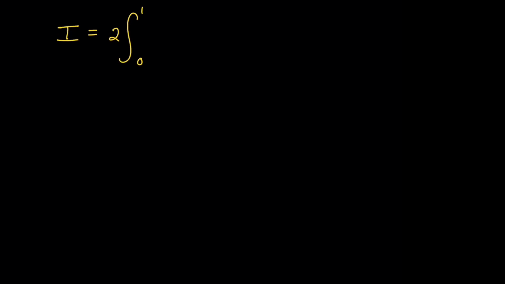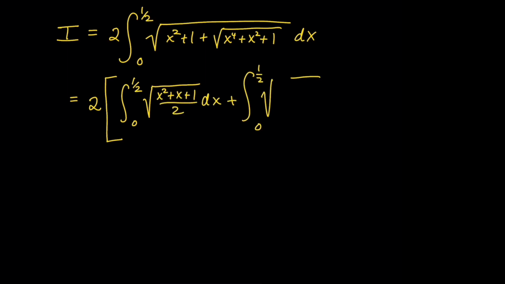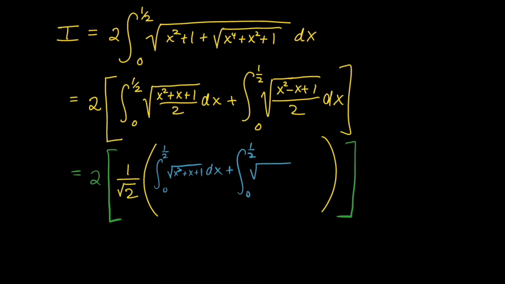So our integral from 0 to 1/2 of the square root of x squared plus 1 plus the square root of x to the fourth plus x squared plus 1 dx is now 2 times the integral from 0 to 1/2 of the first fraction there, plus the integral from 0 to 1/2 of that second fraction in the radical. And now we can, by linearity, split those two integrals and solve them. We can pull out a factor of 1 over square root of 2, so we can simplify the radicands and simplify the integrand in each of those integrals.